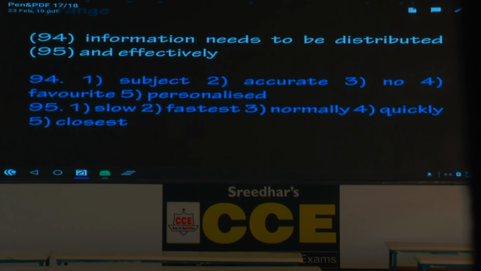The first option. Then 94, subject, accurate, no favorite, personalized. But information should always be what? Accurate. So what is the answer? Second option. Accurate information needs to be distributed. Hope you are listening carefully. Accurate information needs to be distributed. Slow, fastest, normally, quickly, closest. Quickly and effectively. Obvious.